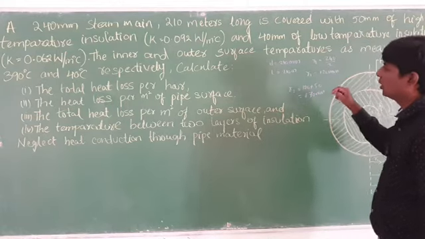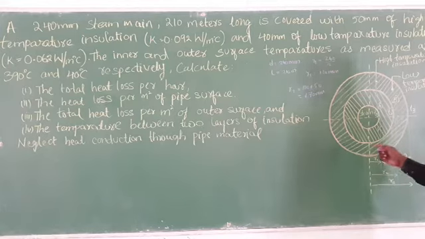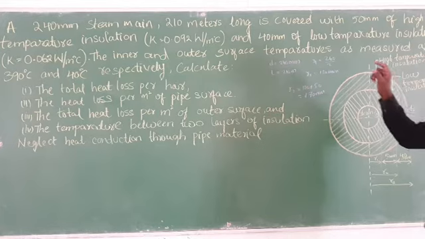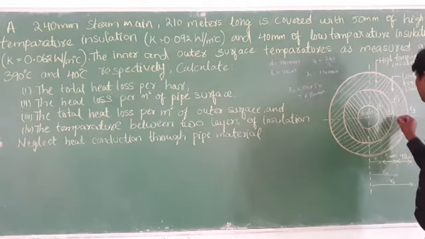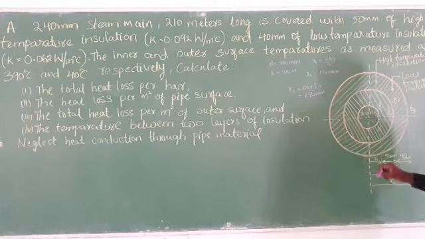After that, what is given? The K value is given. Suppose it is not given, it is available in your data book. After that, what is given? 40 mm of low temperature insulator. So from here to here how much is there? 40. From here to here? 50. And from here to here? 120.